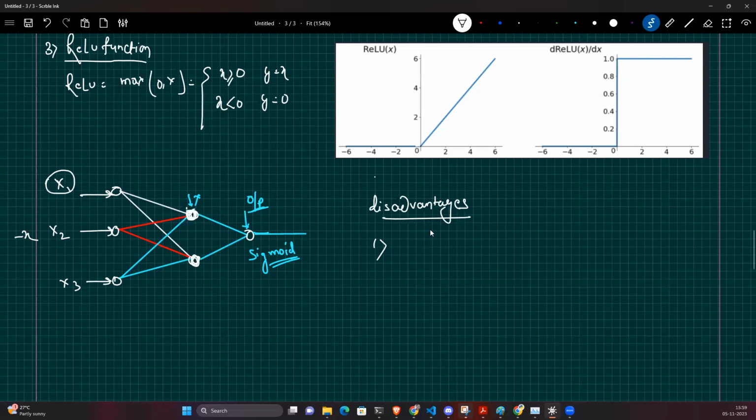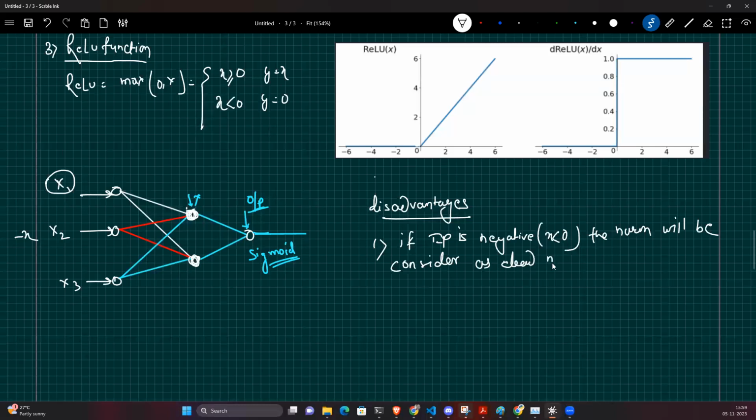Number one, and very popular disadvantage: if the input is negative, or you can say less than 0, then the neuron will be considered as a dead neuron. Okay.